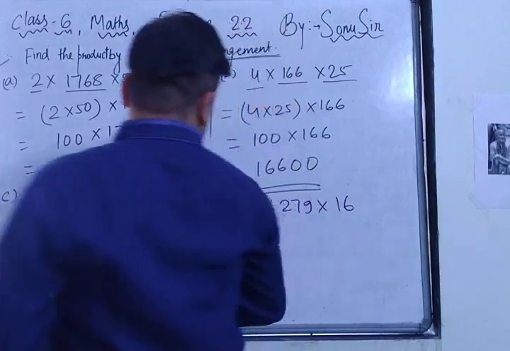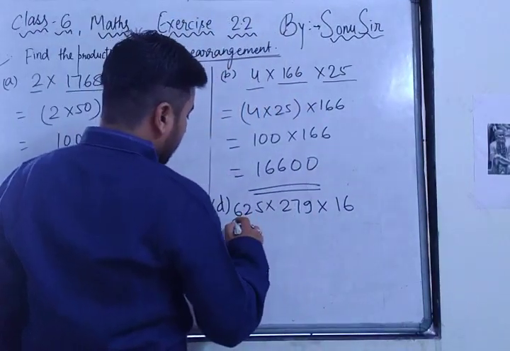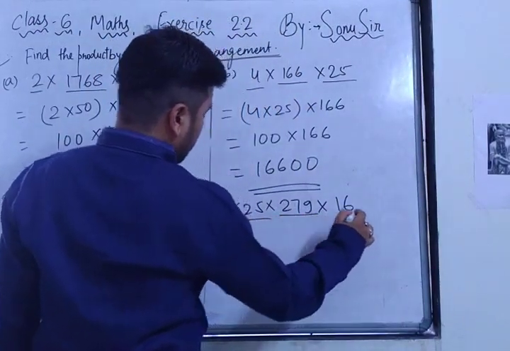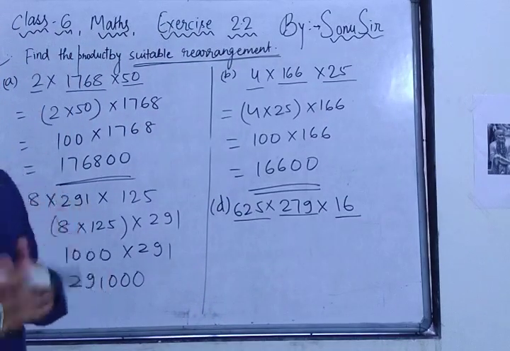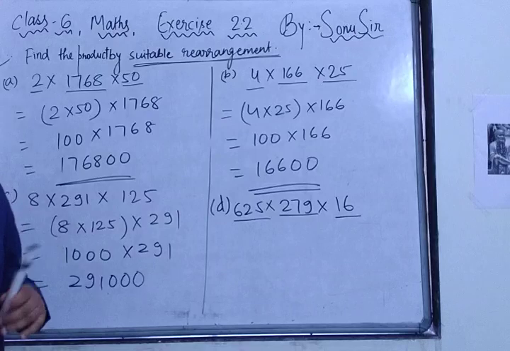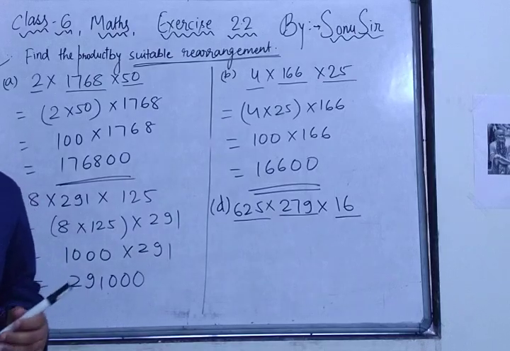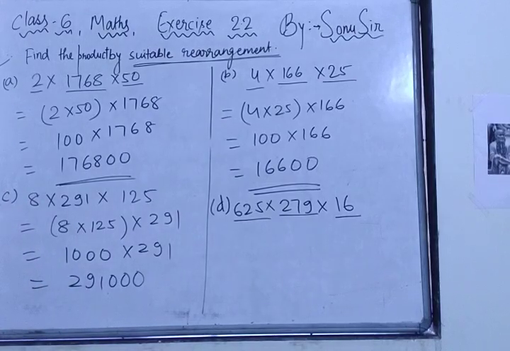Okay, so now see, 625 into 279 into 16. Now tell me which two numbers I should multiply at once and another separately. Can you tell me? If anyone can give the shortcut trick of which two numbers I should solve, then I will understand that you all are understanding.